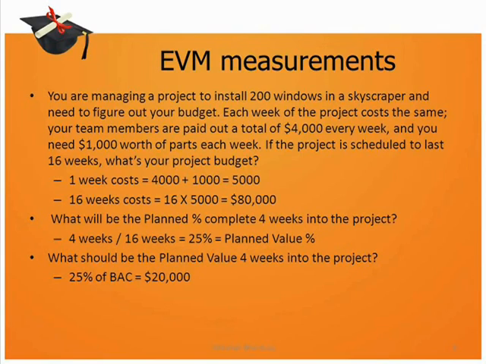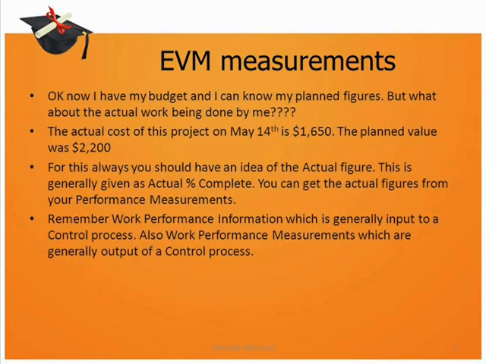So after having found out the budget, BAC, the second part of the question asks what is the planned percentage complete 4 weeks into the project. So the total scope is 16 weeks. So we have planned that 4 weeks it would be 4 by 16 expressed as a percentage.